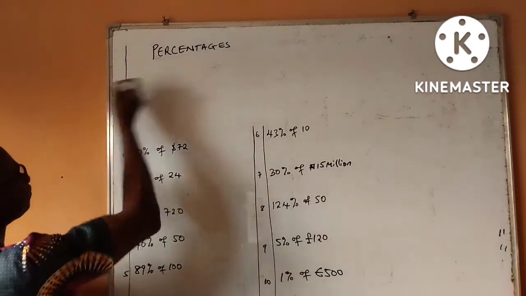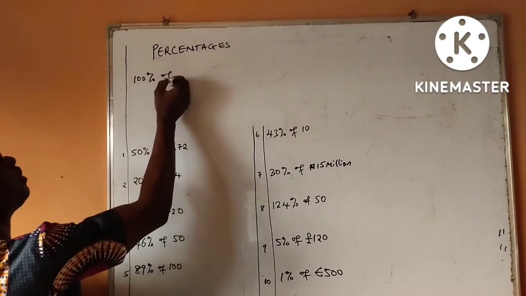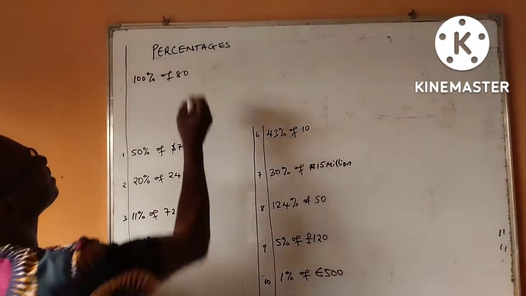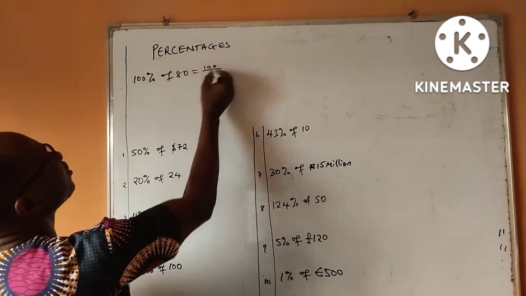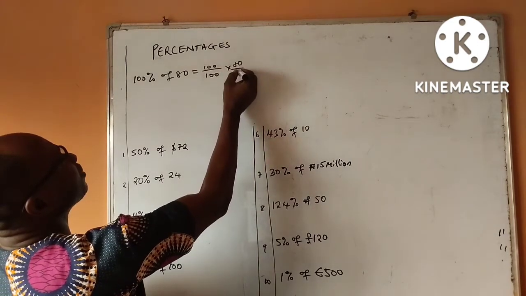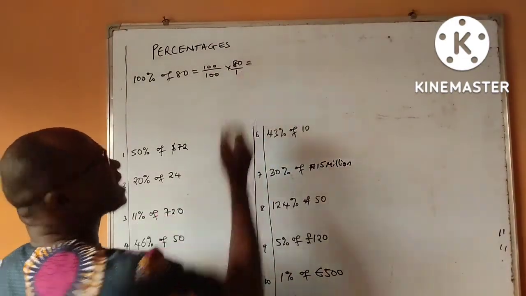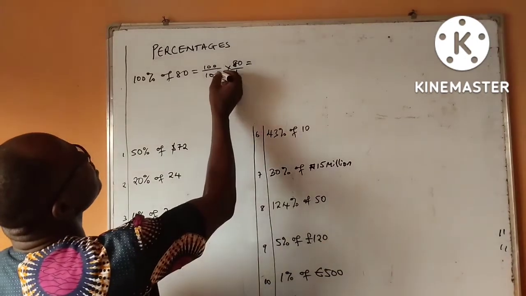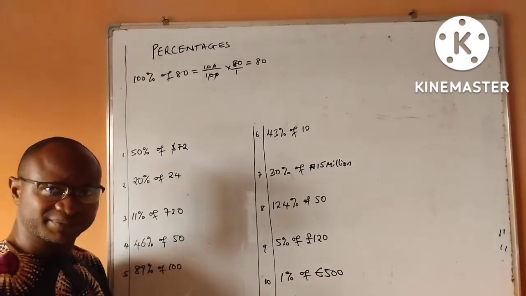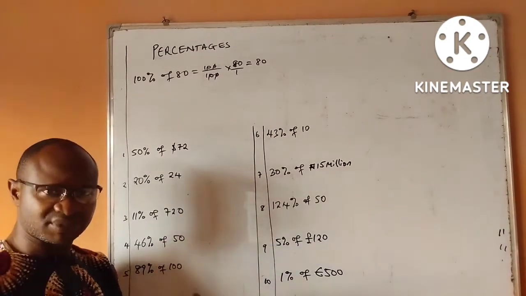If I have, let's say, 100% of 80. Under normal circumstances, this means 100 all over 100 times 80 all over 1. That is the meaning of percentage, and that is how we can solve it. This means I can cancel this to get 80. In other words, we can say that 100% of any number is that number.